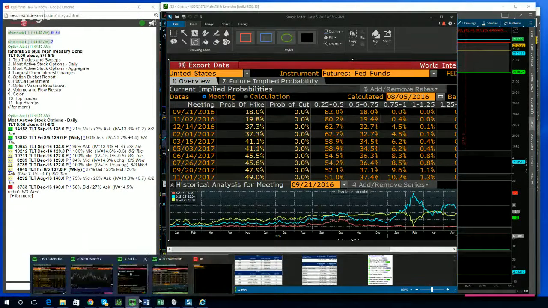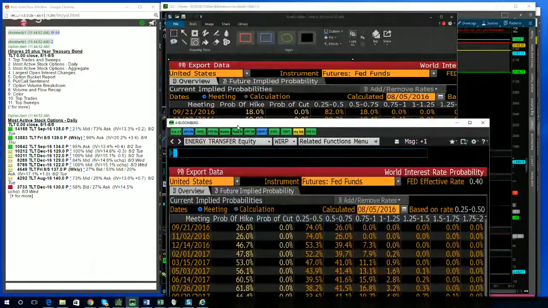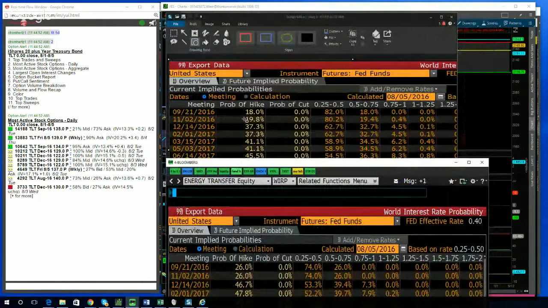Let me bring up what it looks like now. Not too much. It did move up, but you're talking about a move from 18% to 26% odds of a rate hike. That did fall because the Bank of England did meet and they lowered interest rates. They also announced more quantitative easing. So it kind of has a global feel to it.